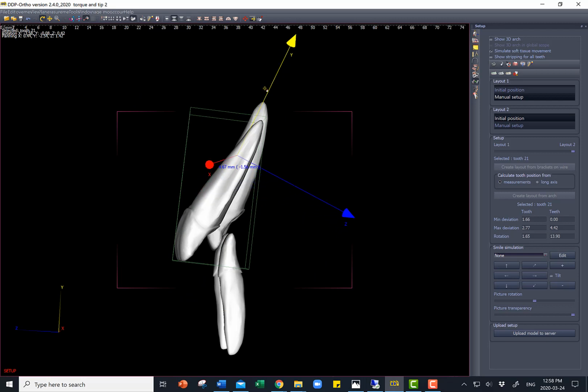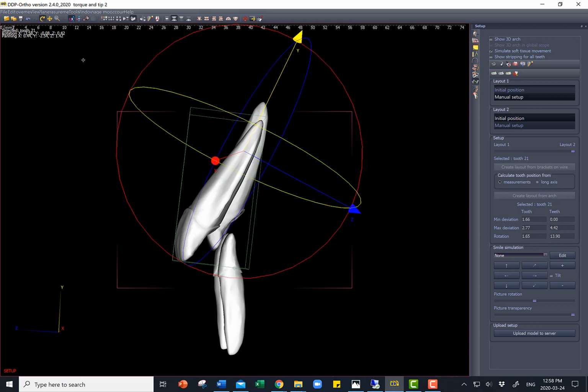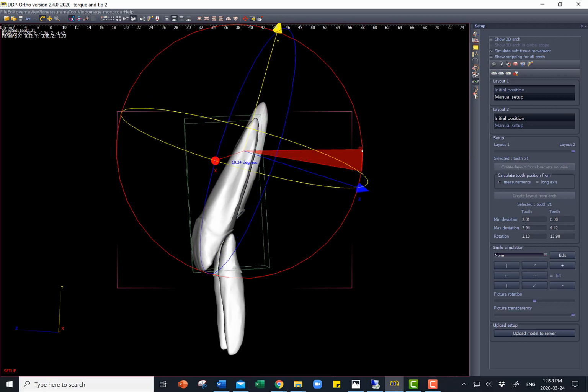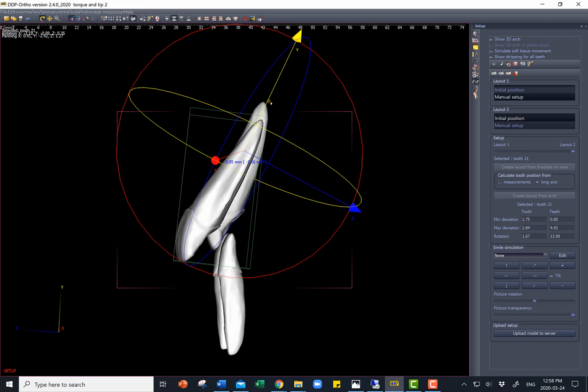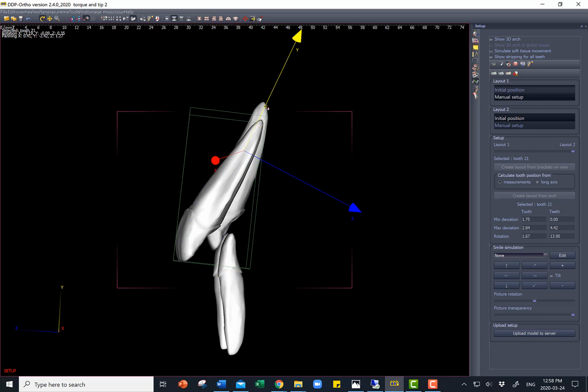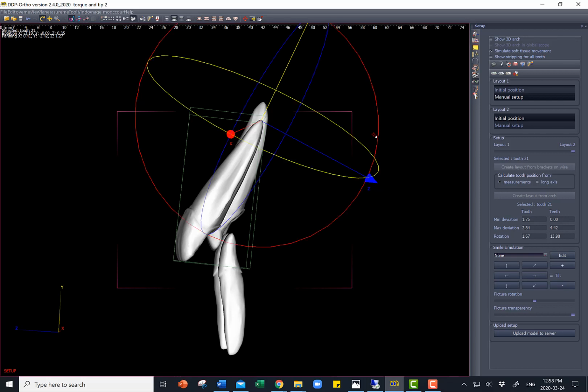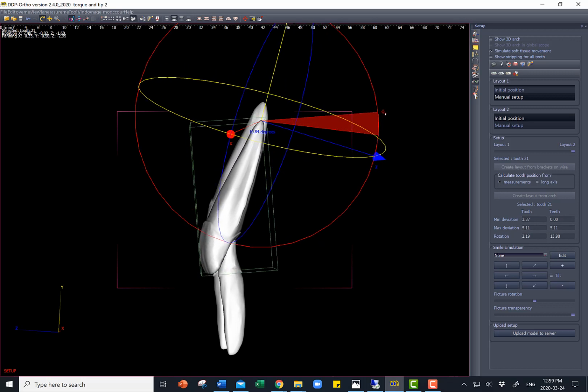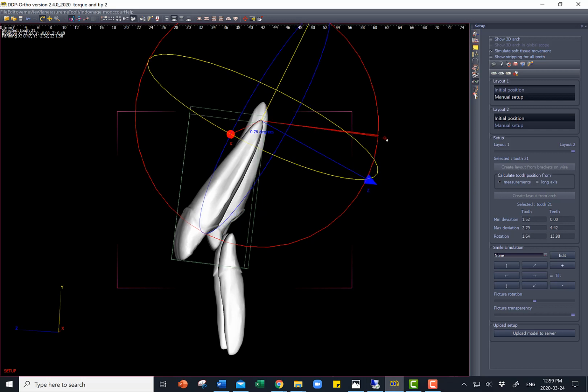If we now consider an uncontrolled tipping, where the center of rotation moves towards the apex, we will obtain this kind of movement, which again shows us that the overjet is being reduced, but the bite is closing dramatically. If we move the center of rotation even further towards the apex, so the center of rotation is now at the apex, again we'll see that the apex stays stationary, but the crown is moving distally, but the bite is again closing dramatically.